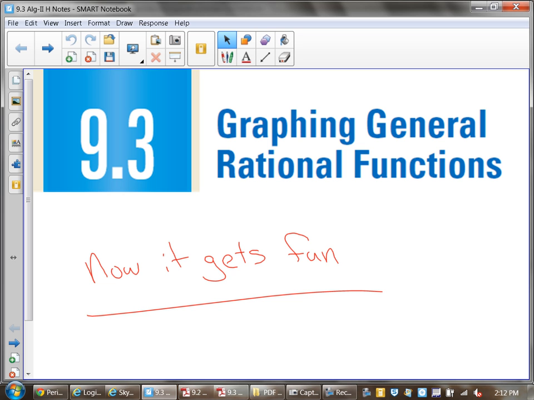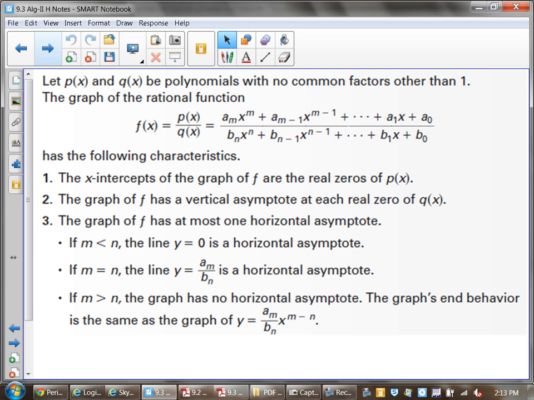The rules for working with these in 9.3 are extremely long-winded. So what I've done is I've taken this big, giant, nasty-looking rule set and cut it down into stuff that makes sense. Let me show you what I mean. In order to graph polynomial functions with no common factors other than 1, the graph, the real, blah, blah, blah, has all of this.